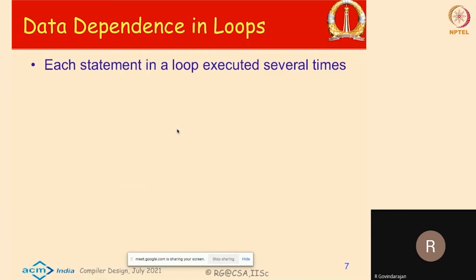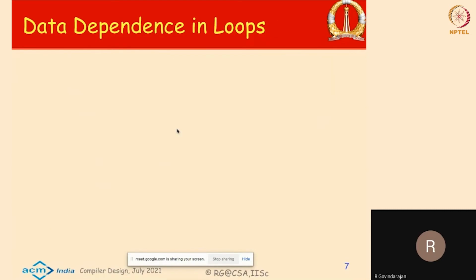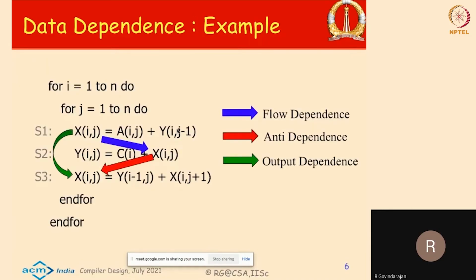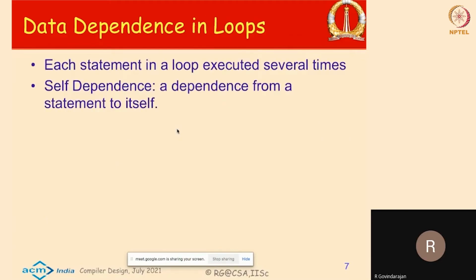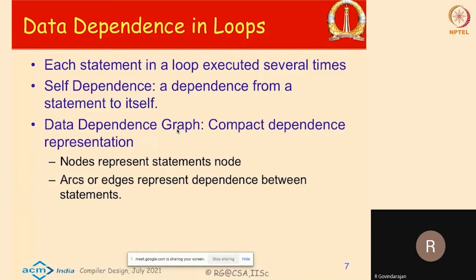We must also understand that when we talk about loops like this with writes to array variables, each statement in the loop is actually executed n number of times, possibly multiple times. In this case, if it is a nested loop, it is going to be executed n into n number of times. And there could be a dependence from the same statement to itself, because in a particular statement I may be writing x of ij, and I may be reading x of i comma j minus 1 on the right hand side. So there could be a dependence from the statement to itself.